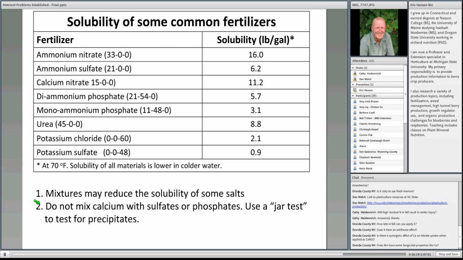One precaution is don't mix calcium with sulfates or phosphates. If you're mixing up batch solutions for fertigation, this is a general rule of thumb, as these will cause precipitation and plugging problems. And you're all probably familiar with a jar test, so you can always take proportions of these materials and mix them up in a jar to test for mixtures and concentrations that result in precipitation.